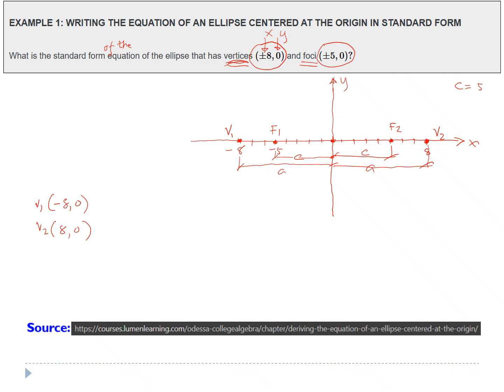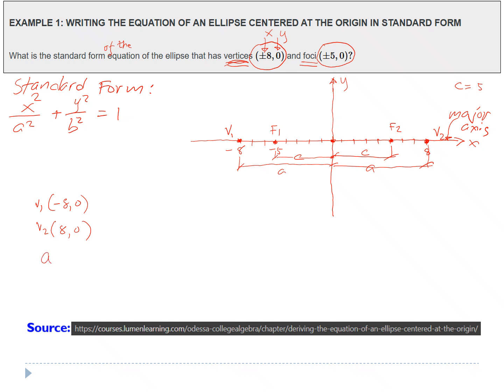Okay, so from the standard form, what is the standard form of this ellipse? We already know that the major axis is the x-axis. So this is the major axis. Therefore, our standard form follows this: x squared over a squared plus y squared over b squared equal to 1. So it's a matter of looking at what is the value of a squared and what is b squared.